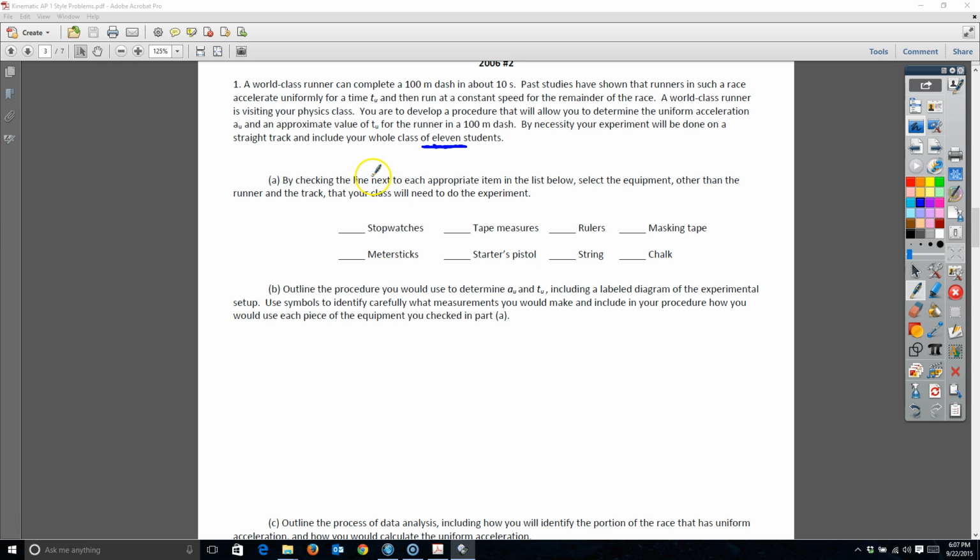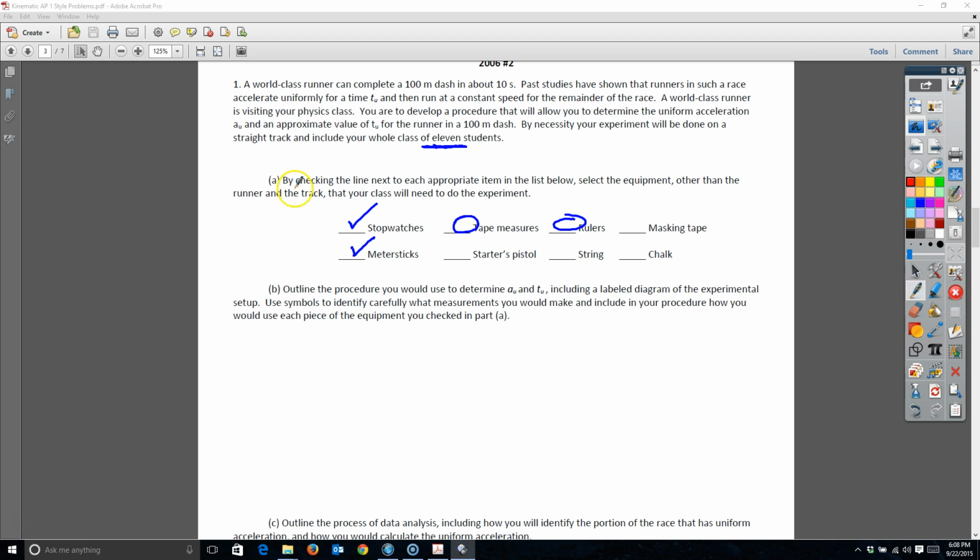First thing that they want us to do is check each of the appropriate items in the list below, selecting the equipment other than the runner and the track that you need to do the experiment. One thing you need is a stopwatch, so some way to measure time. The only other thing that you need is a meter stick or a tape measure or a ruler. Probably the best thing to use here might be a tape measure, but as long as you have a distance measuring device, you're good.